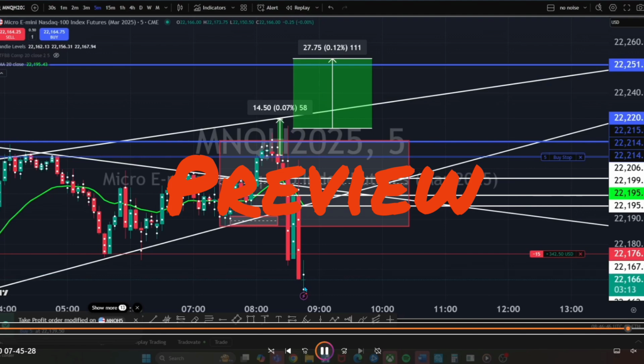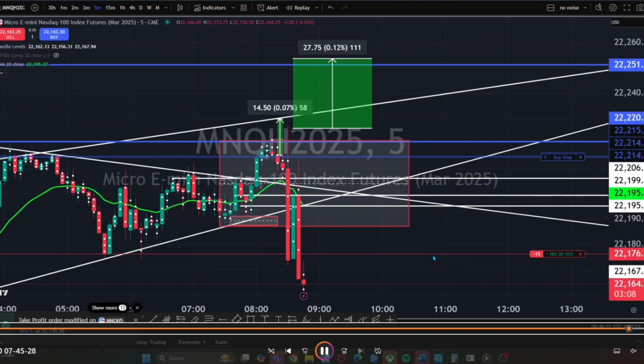You're going to see this bar really start to fill out toward the end of the candle. And then you're going to see my biggest mistake of the day.